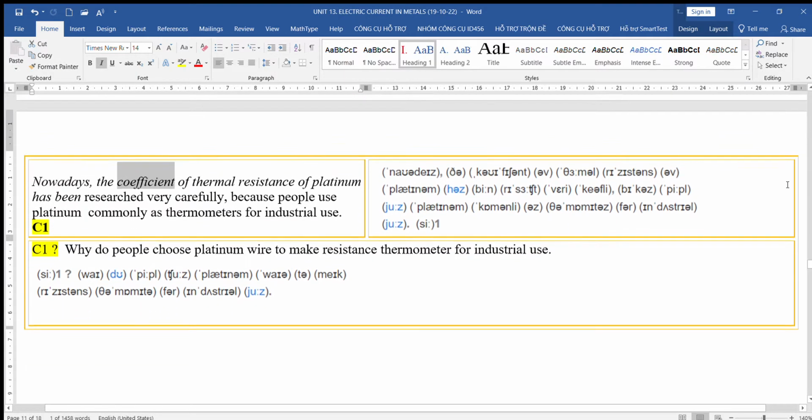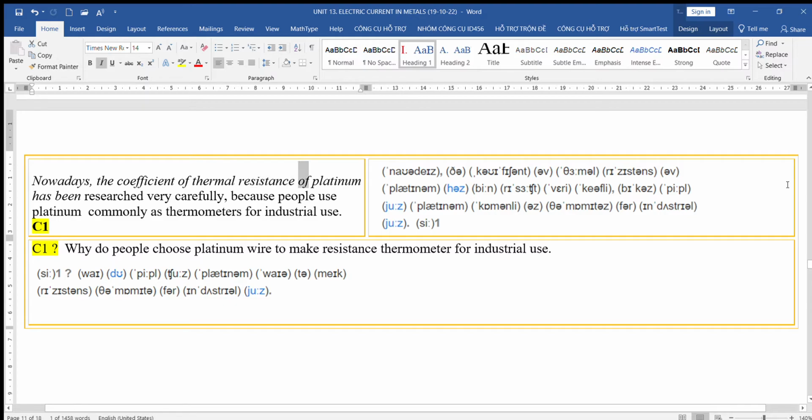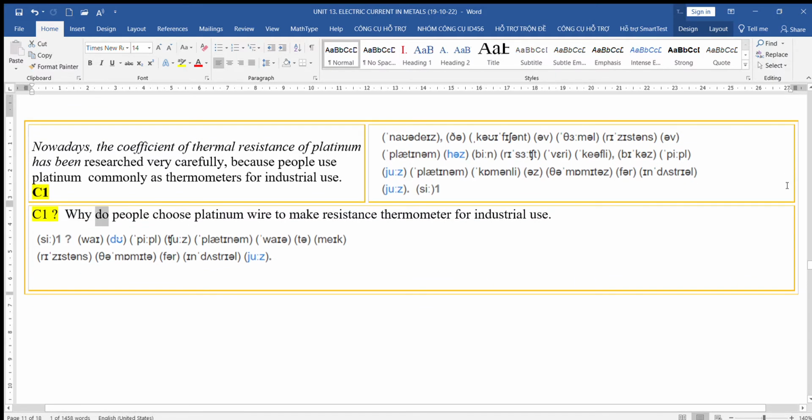Nowadays, the coefficient of thermal resistance of platinum has been researched very carefully, because people commonly use platinum as thermometers for industrial use. C1. Why do people choose platinum wire to make resistance thermometers for industrial use?